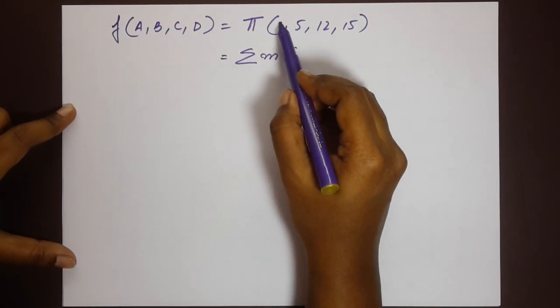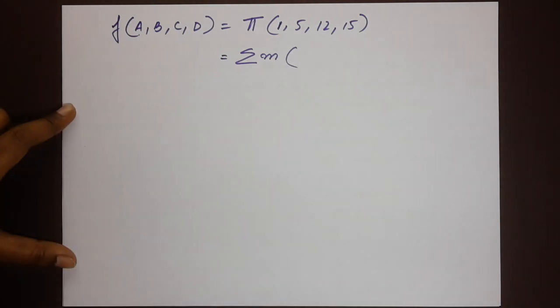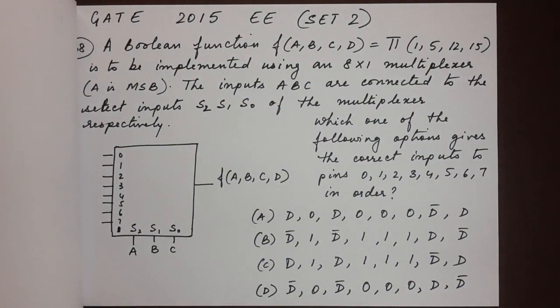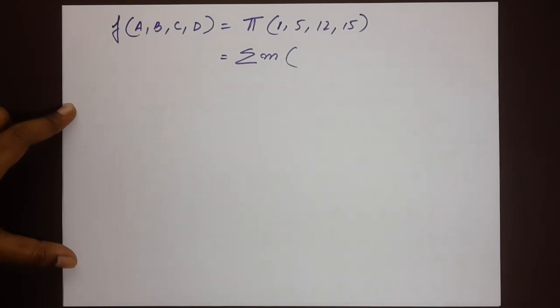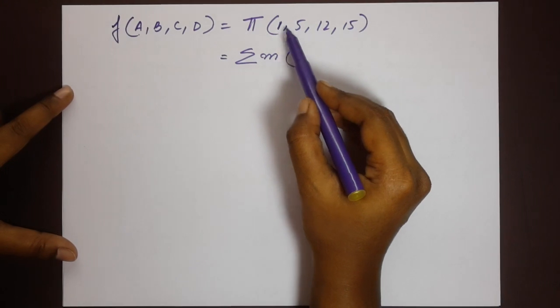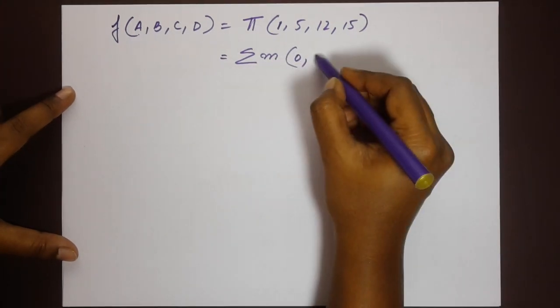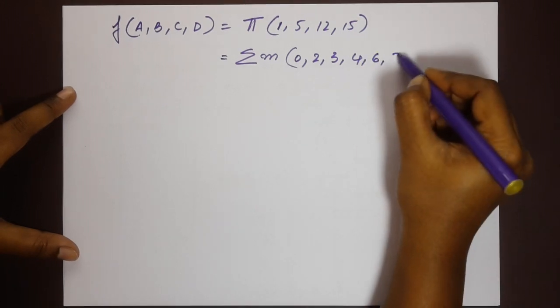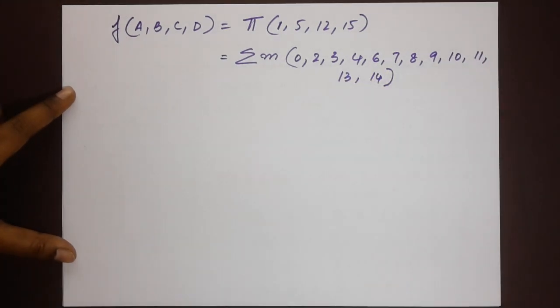sigma m of all the terms, and here it is A, B, C, D. We have 4 variables A, B, C, D, which means this is going to be a 4 by 4 K-map with 16 cells. The cells are counted from 0 to 15. Since the numbers here are 1, 5, 12 and 15, all the rest of the numbers would be written in the min-term expression: 0, 2, 3, 4, 6, 7, 8, 9, 10, 11, 13, 14. Next step, draw the K-map, draw the cells, put down the values, and then we simplify.